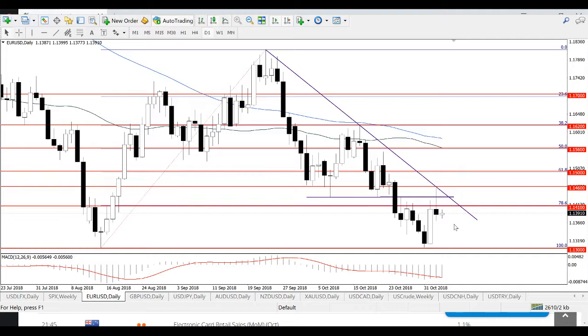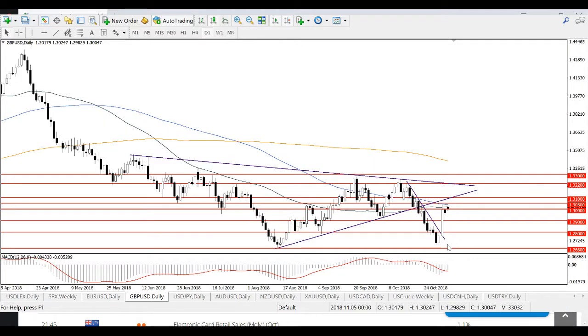pull the euro-dollar lower. On the upside, above 1.1460, the next important resistance is at 1.15 and then 1.1560. Above 1.1460 we will certainly have these higher targets. If the euro-dollar proves unable to get above the 1.14 level, then our focus will be on trading the area between 1.14 and 1.13.